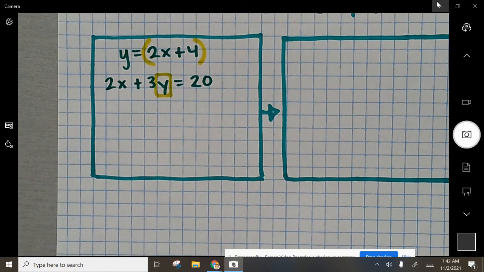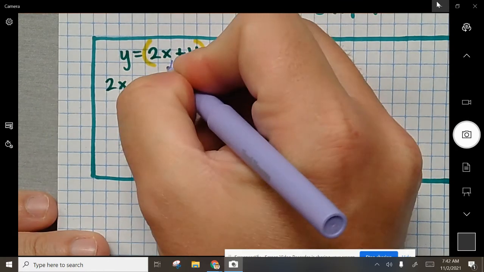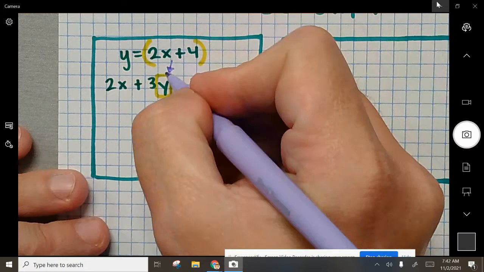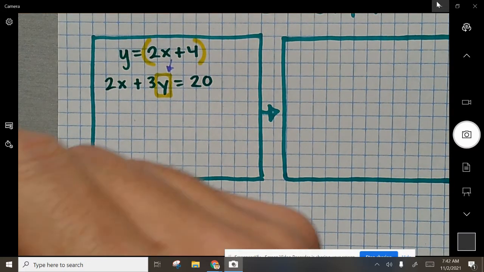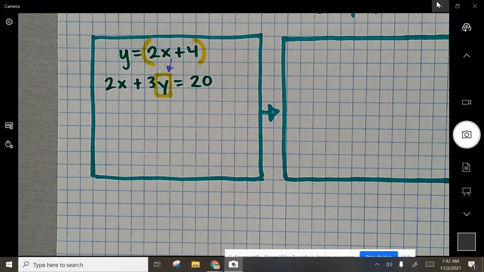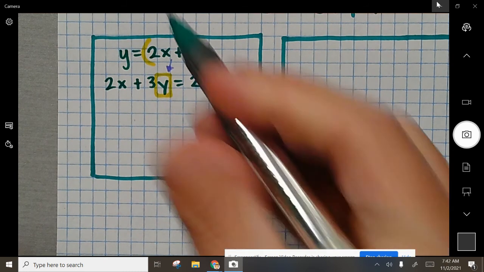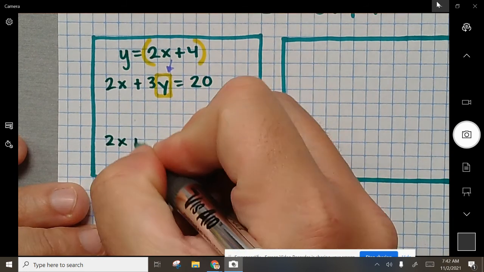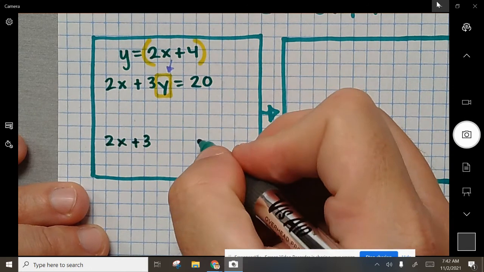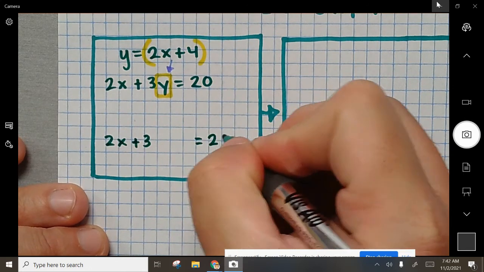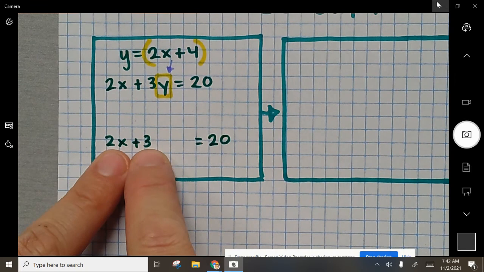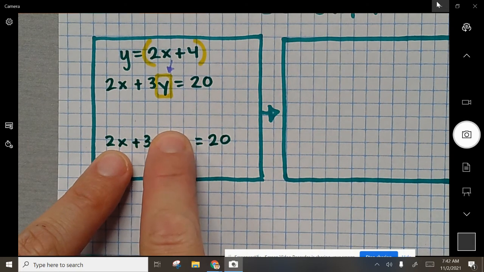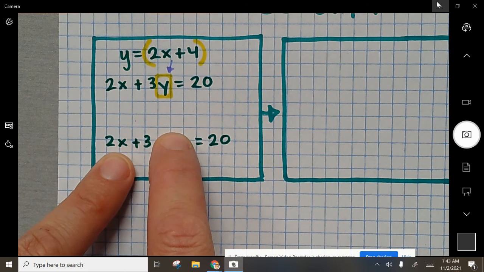You're going to plug in this parenthesis right here. So as you're going to plug this in, make sure you see me write this out clearly. So I'm going to go ahead and write 2x. And look what I did. I wrote 2x plus 3. There's nothing here. What am I going to do? There's nothing here. So we have to replace it.